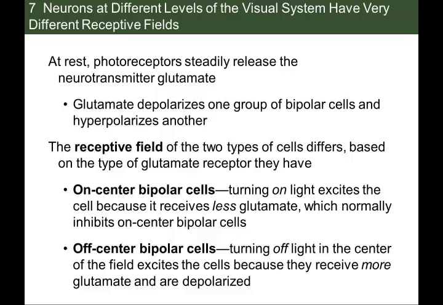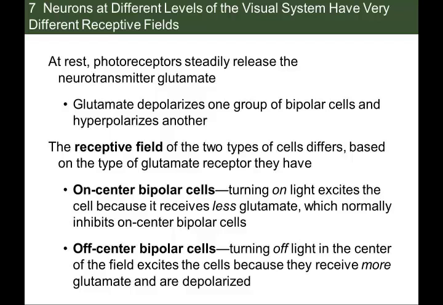So the on-center cell gets activated because less glutamate is being released, and it is inhibited by glutamate. You take away that inhibition by releasing less glutamate, like taking your foot off the brake, so the on-center cell is free to release more and more glutamate on the next cell, the ganglion cell. And the ganglion cell is the only one out of all these cells that can actually fire action potentials. So in response to the increasing glutamate, it also increases its firing rate.